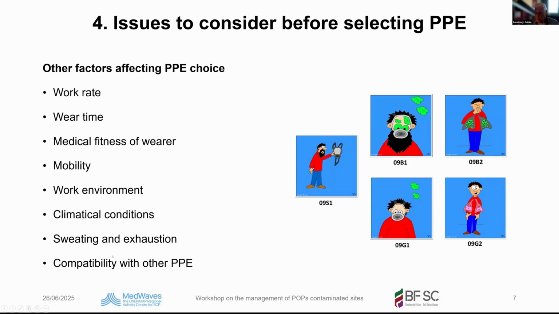Sweating, exhaustion, and compatibility with other PPE, meaning your mask should be compatible with your glasses. Here an example. The man has a beard. He wants to use a full face mask, but the beard will cause leaking, so he will be exposed, so the consequence is that he will be affected. So if you have to use a full face mask, you have to cut off your beard and then you stay healthy.